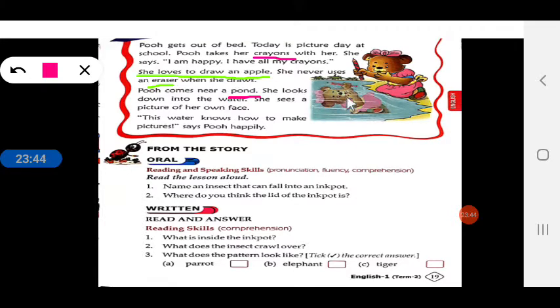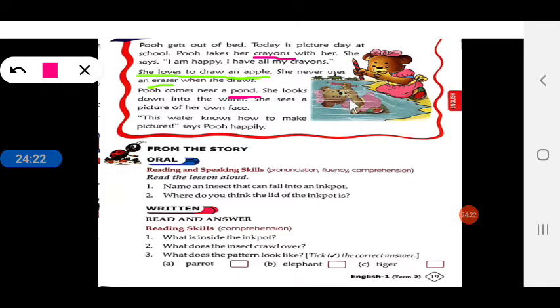Who comes near a pond? And she looks down into the water. When she looks down into the water, what does she see in the water? She sees a picture of her own face. You also might have seen this when you look down into the water, you see the reflection of your face. Am I right? So same as she sees a picture of her own face.